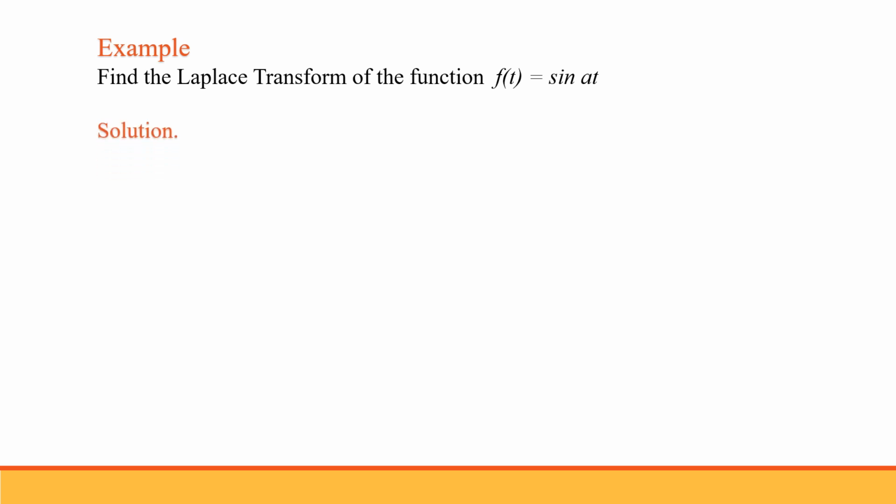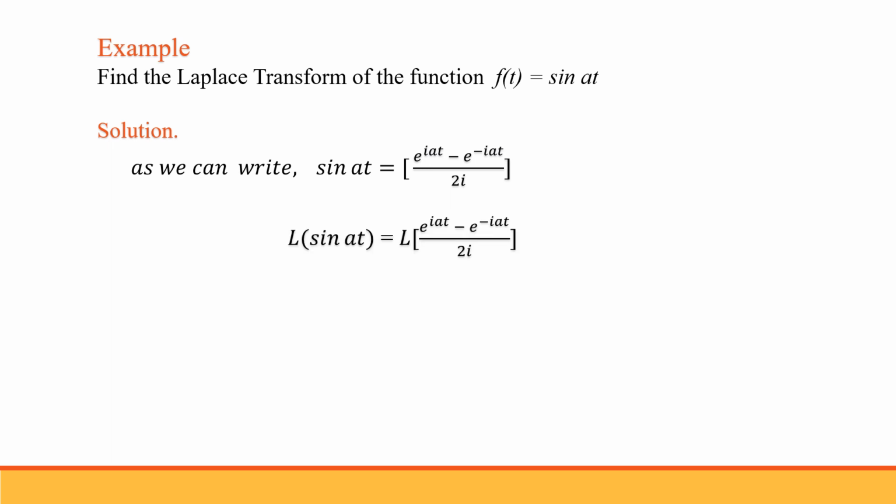As you know, sine and cosine functions can be written in the form of exponential functions. So, we can write sin at as (e raised to the power iat minus e raised to the power minus iat) by 2i. Now, by applying the formula of Laplace transform, we can easily find the Laplace transform of sin at. So, we get 1 upon 2i into Laplace transform of e raised to the power iat minus Laplace transform of e raised to the power minus iat.